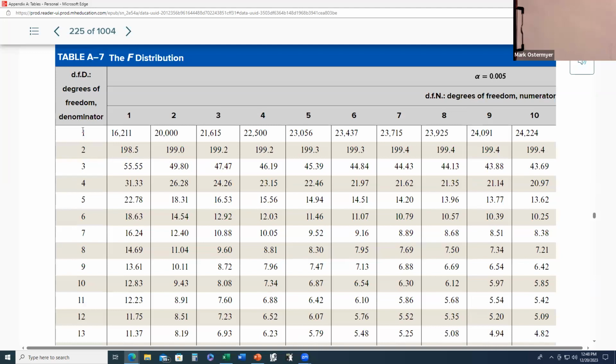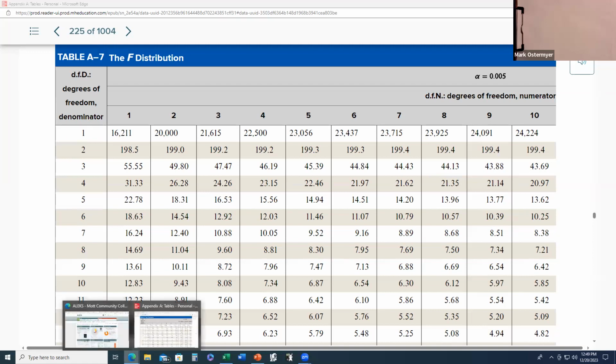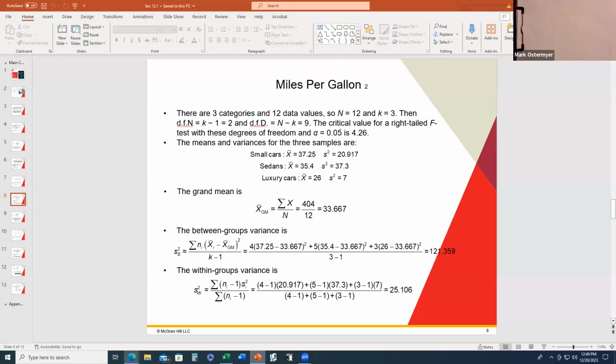Notice the leftmost column represents the denominator degrees of freedom, while the column headings represent the numerator degrees of freedom. And how do we compute denominator versus numerator degrees of freedom? Well, the numerator degrees of freedom is K minus 1. The denominator degrees of freedom is always N minus K.